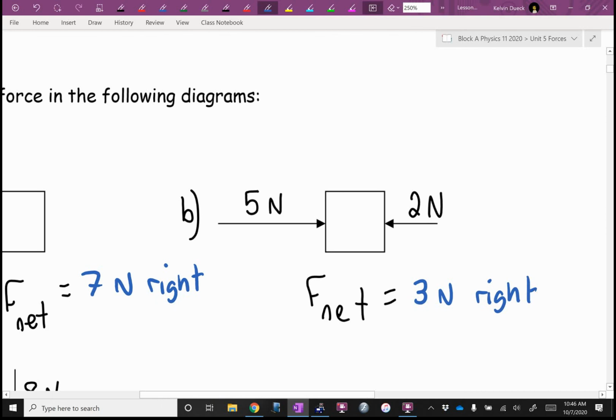What you'll often hear me ask is, which direction is the winning direction? In this case, right. And what we're going to decide from now on in this unit is we'll let the winning direction be positive, because that's just going to make the math way easier. Even if the winning direction is down, we'll let that be positive. Or if the winning direction is left, we'll let that be positive.